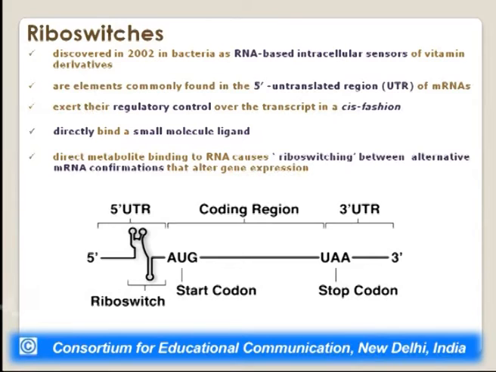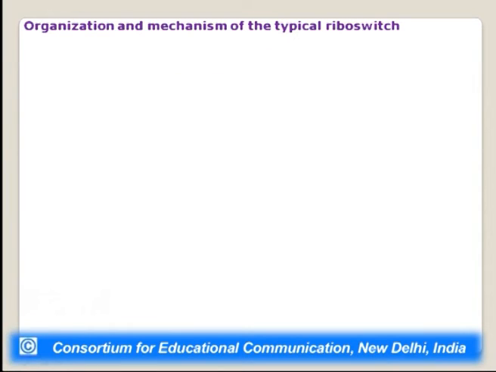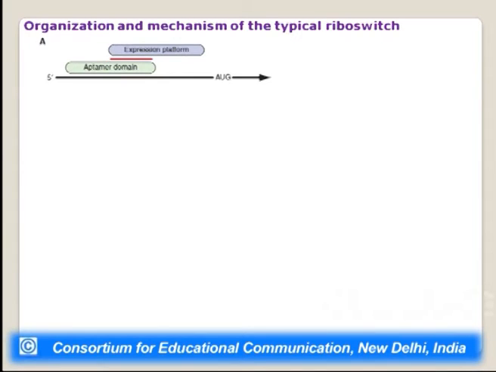So the basic mechanism by which riboswitches regulate gene expression is by altering the conformation of the mRNA. Different conformations, or structural features, are distinguished, and therefore they can either switch on or switch off the gene expression of that particular mRNA. Now the organization and mechanism of a typical riboswitch is as follows.